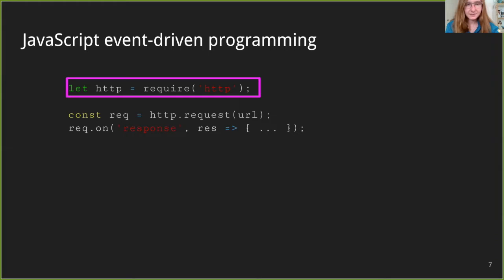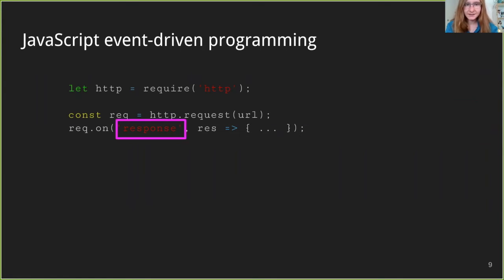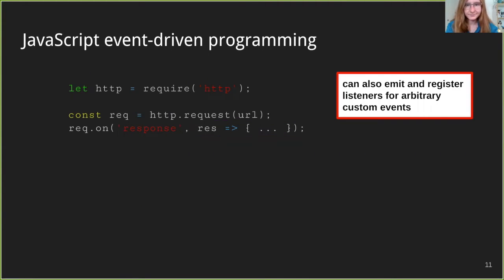We have an import of the HTTP library, and then we have the registration of an event handler on the request object for the event name response. Response is a free-form string with zero checks because JavaScript, and the function here is just a callback. This is the function that gets executed when the response event is heard. It's also important to note that users can emit and register listeners for any arbitrary events that they want, no restrictions. The event is just any string.